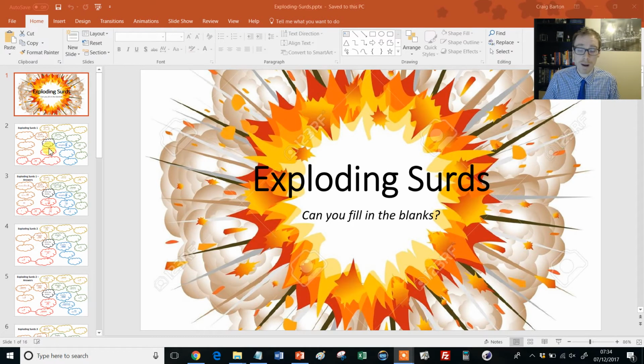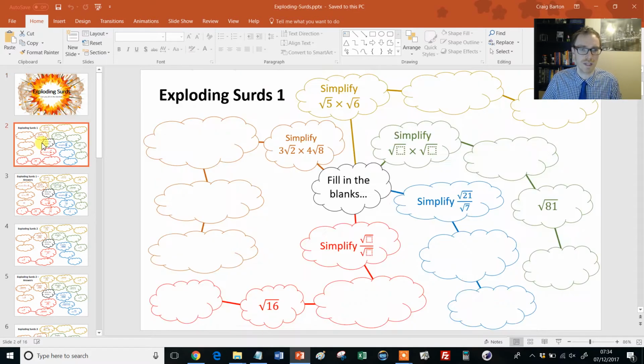And it's a PowerPoint, but it's designed to be printed as a worksheet. So let's take the first one here. Exploding Surds 1, and this really kind of sets the tone for it. So this is your basics. This is simplifying Surds. But notice, instead of just giving students a load of questions to simplify, there's different pieces of information revealed and not revealed.